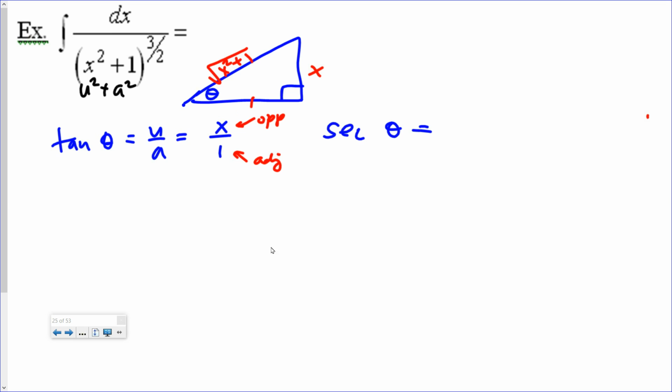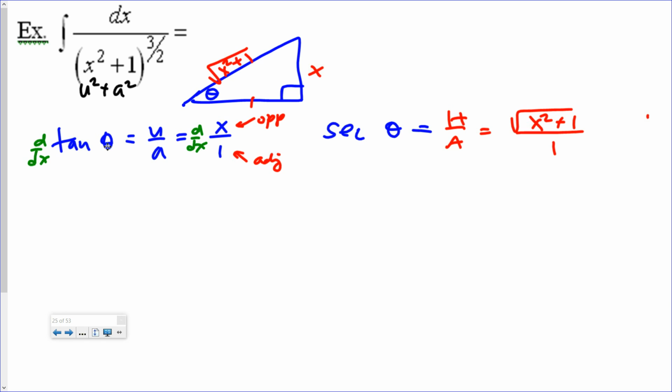Okay? So using this picture, what is secant theta going to be? Well, what's the formula first? Is it h over a? Okay, so it's going to be hypotenuse, which is the square root of x squared plus 1 over 1. Once I define secant theta, then I'm going to take the derivative. I'm going to go back to the left, and I'm going to take the derivative of both sides.